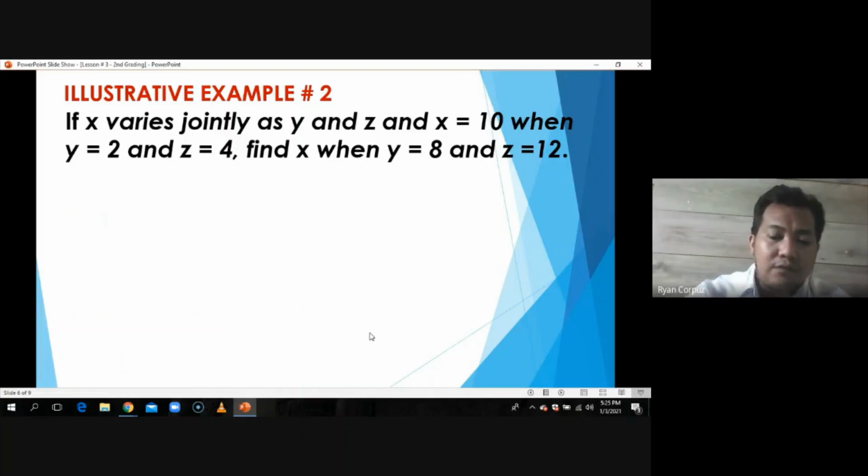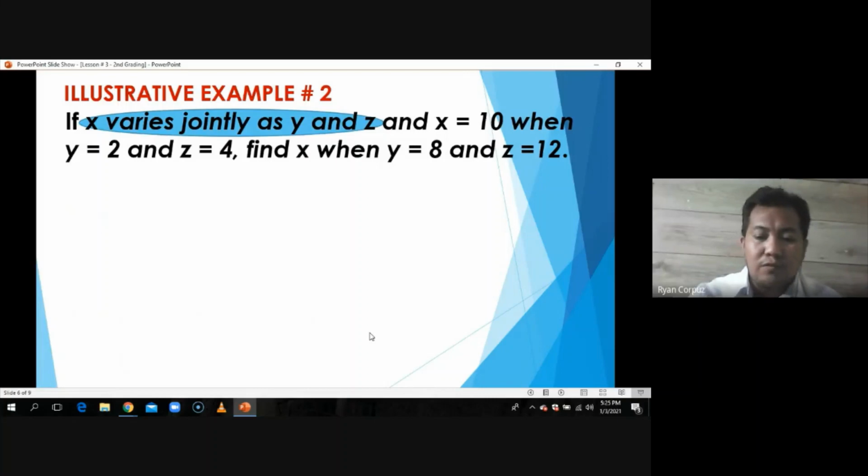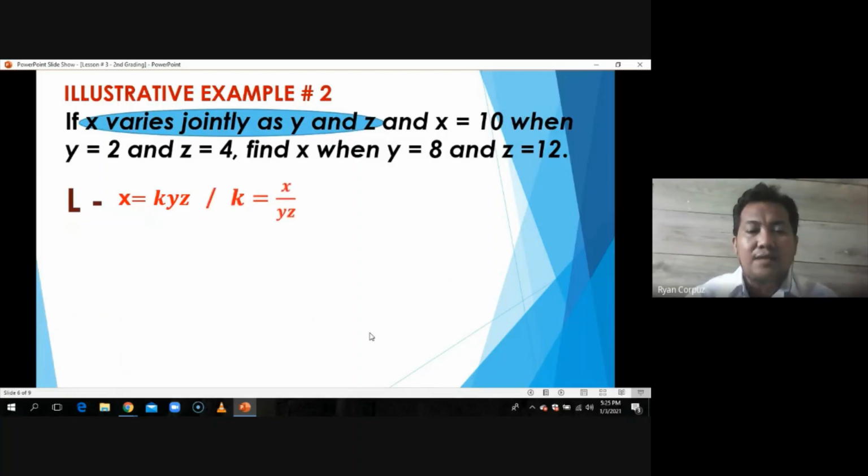So the statement of variation in that given problem is, x varies jointly as y and z. So that statement of variation is to be used to apply step number 1. So just translate that statement of variation into symbols. So, pag translate natin into symbols, that will be the same as, una, x is equal to kyz. And the other translation is in terms of k, that would be k is equal to x over yz.